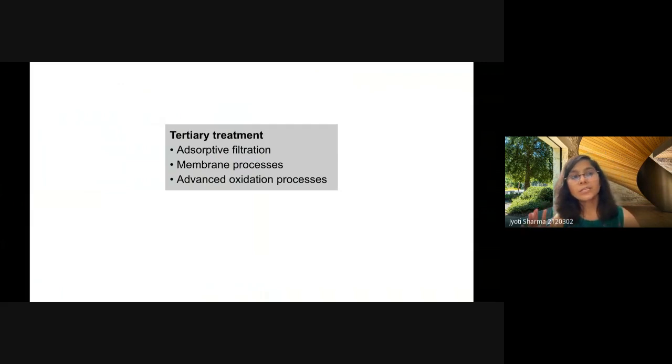Okay, so this was all about your secondary treatment. We talked about bioelectrochemical cells, right? And this is how we completed our secondary treatment. Now we are moving to tertiary treatment, in which we have three ways.